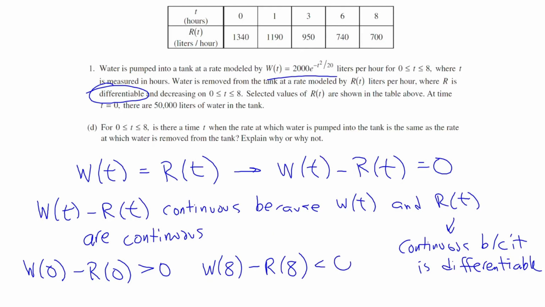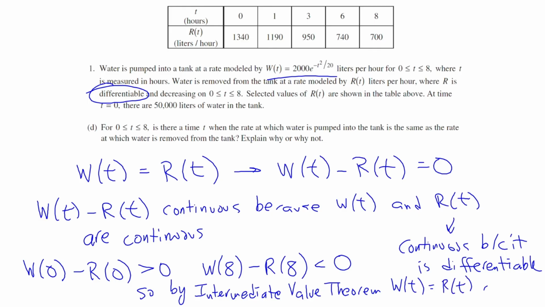You don't necessarily have to put the value. If you do put the value, you need to be right about it. So we know that W minus R is positive, and then W minus R is negative. So we could say, so by the intermediate value theorem, W of t equals R of t somewhere on 0 to 8.